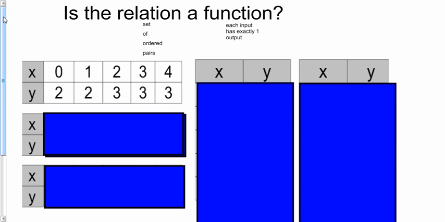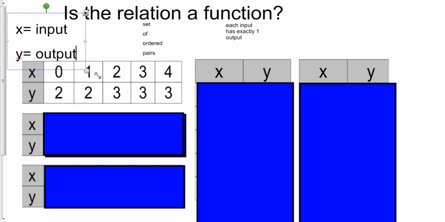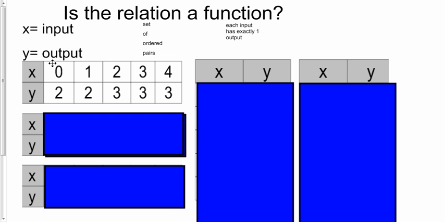Why am I looking at it this way? Because I'm going to say that x is the input, and y is going to be my output. So when we look at these tables, please keep in mind that it's like a secret code. Whenever you see x, you could say, I'm just going to call that the input. And when I see a y, I'm going to think of that as an output.